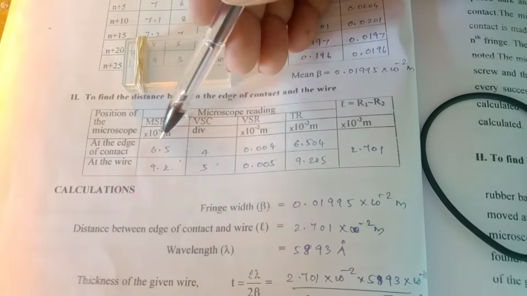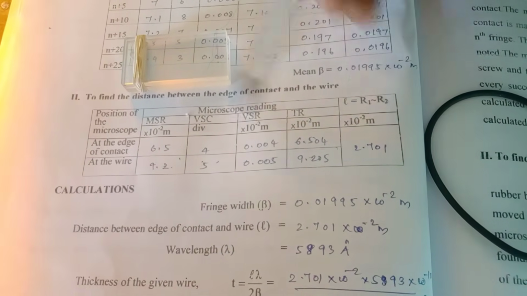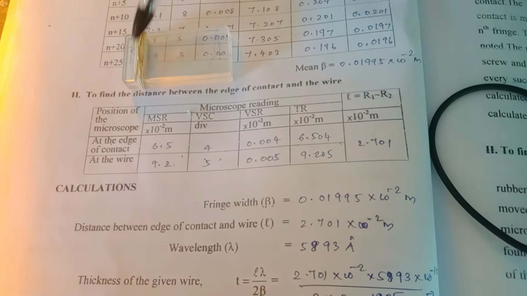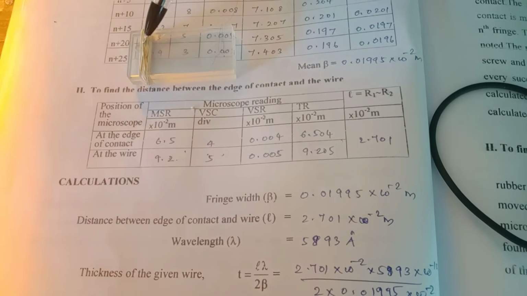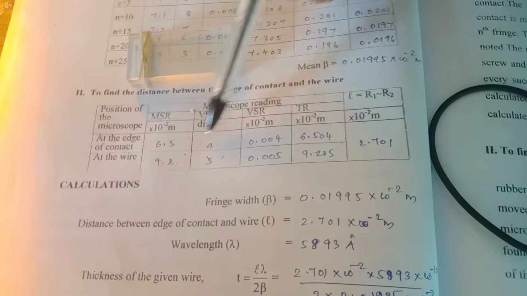Then the corresponding main scale reading, Vernier coincident, Vernier reading, total reading. Then the other one is at the edge of the contact. Edge of contact means here, the contact place. That is going to be focused, and that reading is going to be found here.